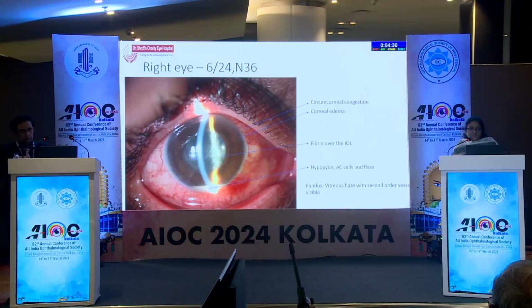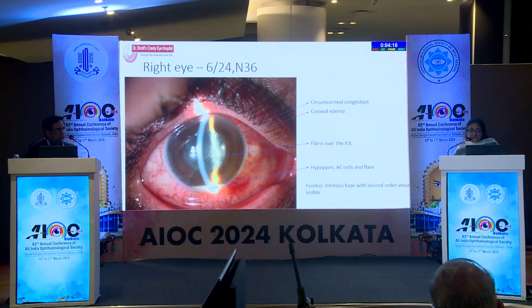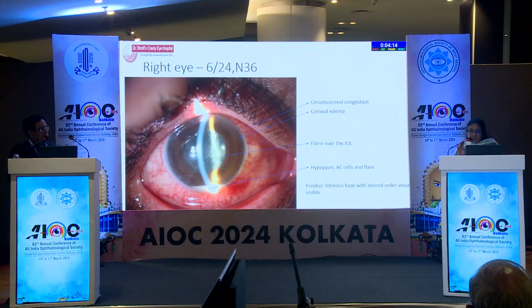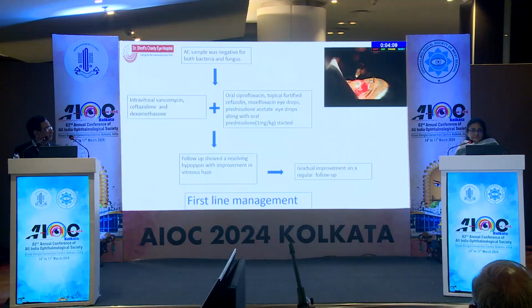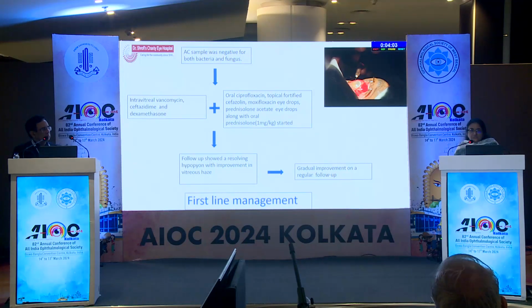The vision was 6/24, N36. It was a highly inflamed eye with an element of corneal edema, a lot of fibrinous reaction over the IOL with hypopyon, AC cells and flare. As far as the fundus is concerned, there was an extensive vitreous haze. However, second order retinal vessels were visible. We took an AC sample and it was sent for microbiological examination, both for bacteria and fungus.